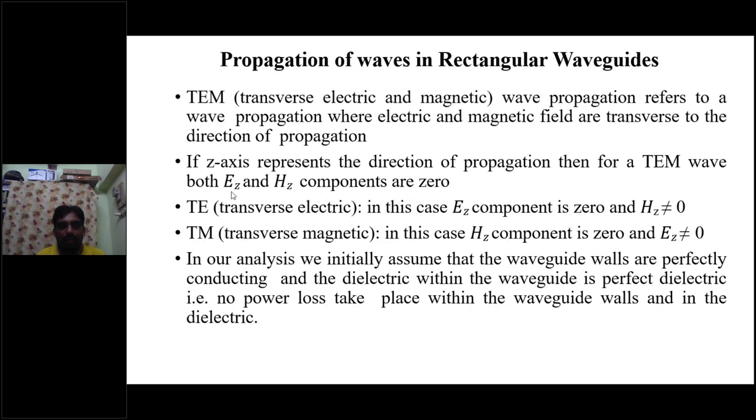Next, the second case is transverse electric waves. For transverse electric waves, the electric field along the Z direction, Ez, equals 0, and the magnetic field along Z, Hz, is different from 0. Next, for transverse magnetic waves, the magnetic field along Z direction Hz equals 0, and the value of Ez is different from 0. For this entire analysis, we are using a rectangular waveguide. We have to analyze the field components Ex, Ey, Ez, Hx, Hy, and Hz.